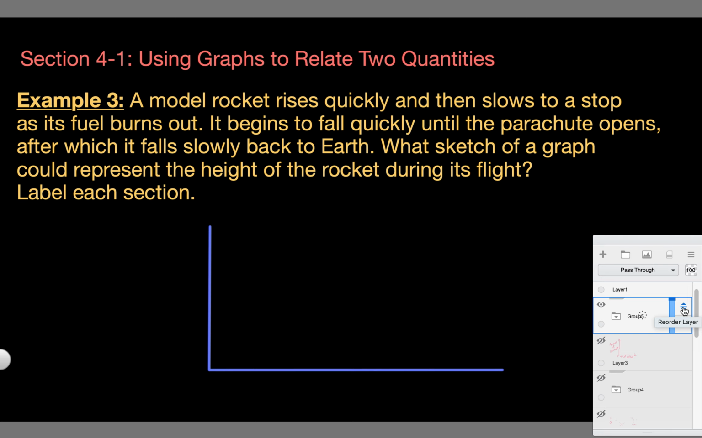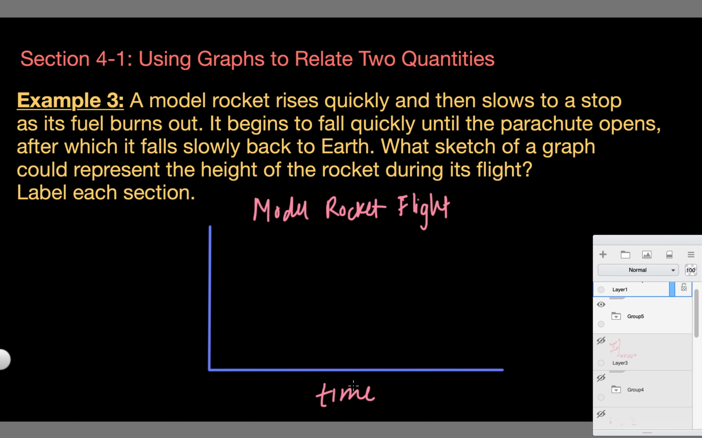So we need to label our graph, we need to give it a title, and we need to label each section. So the title I want to give this is going to be the model rocket flight. So we're talking about height, and we're talking about height over time. So our time is going to be down here, and our height is going to be over here. Now, we're not using any numbers yet. We just want to show maybe what the height is going to be over time.